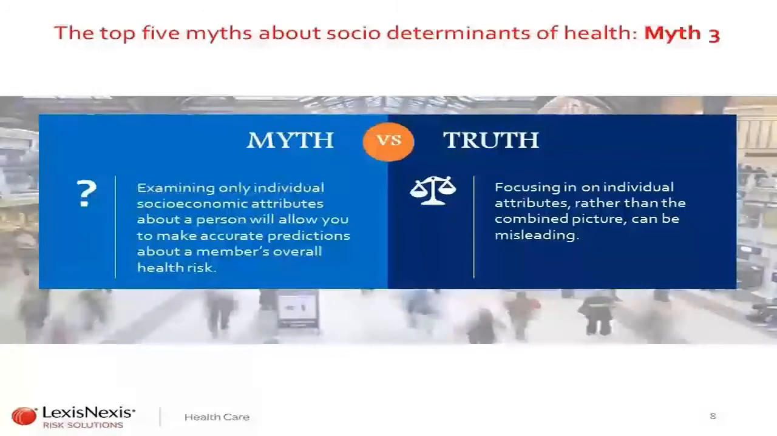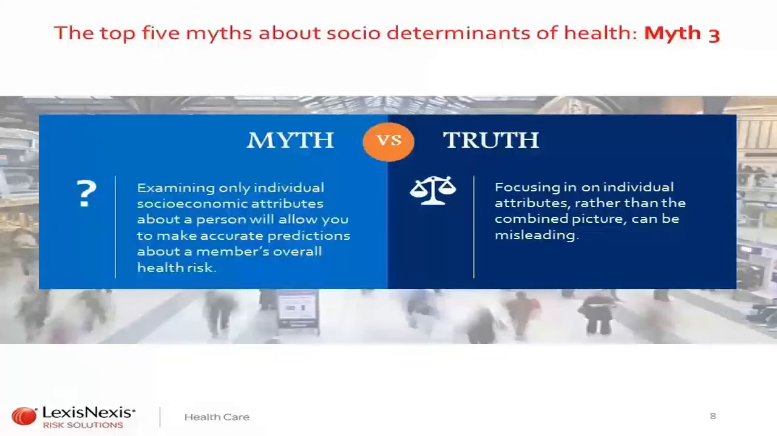The third myth I hear is that examining only individual socioeconomic attributes about a person will allow you to make accurate predictions about a member's overall health risk. The truth is, focusing on an individual's attributes rather than the combined picture is really misleading.